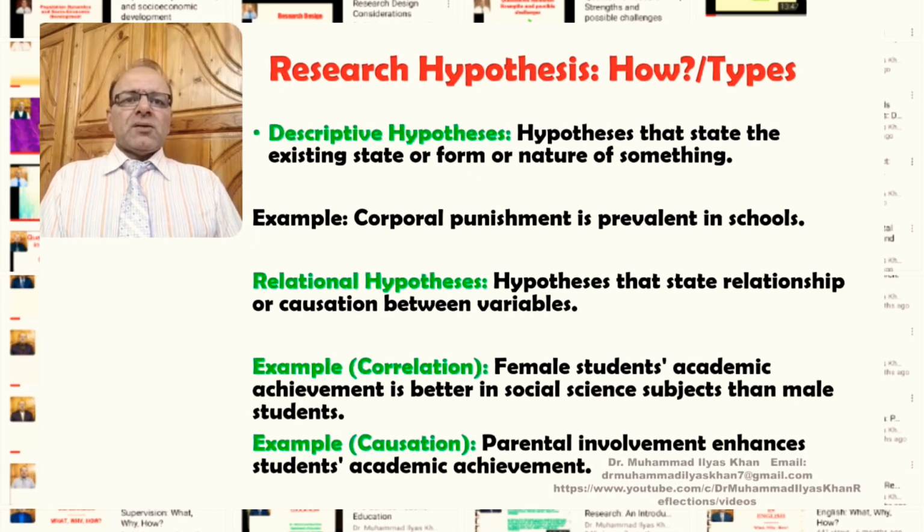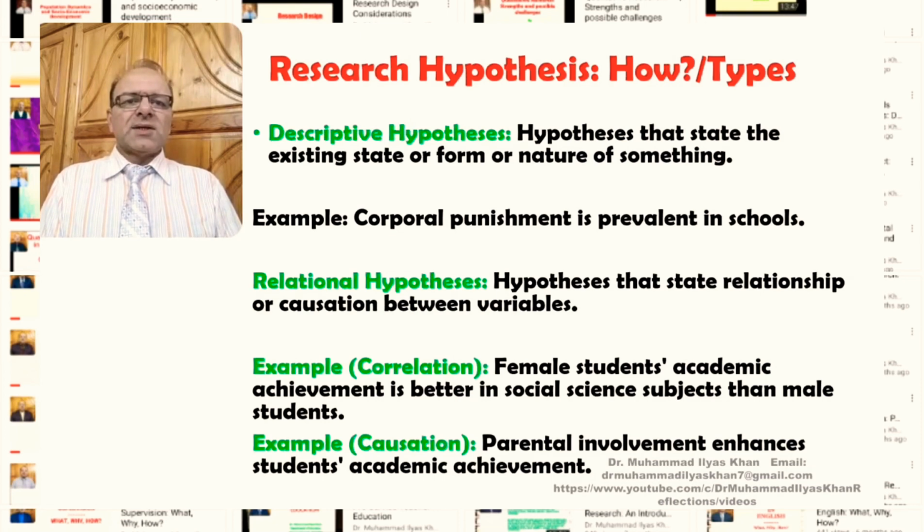On the other hand, relational hypotheses are hypotheses that state relationship or causation. So there could be two ways in which relational hypotheses work: exploring relationships or causation. For example, relational hypotheses that are generally used in correlational studies, an example of that is: female students' academic achievement is better in social sciences than male students.